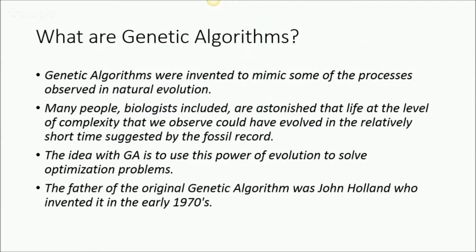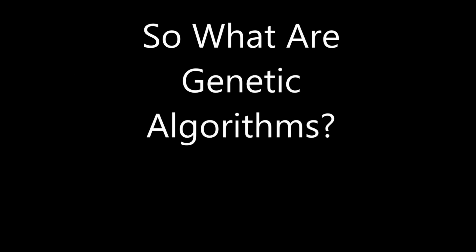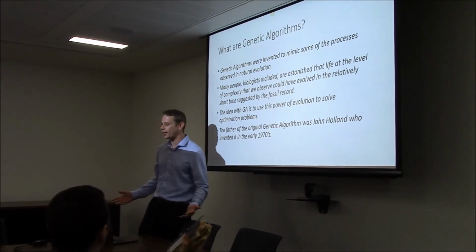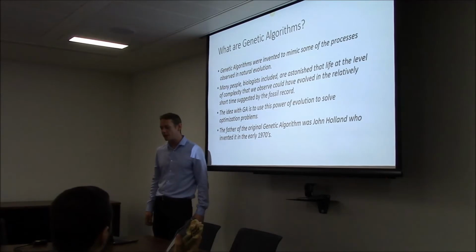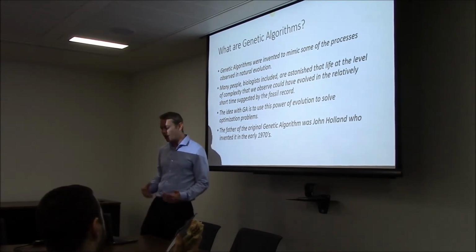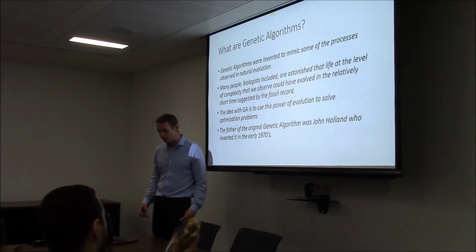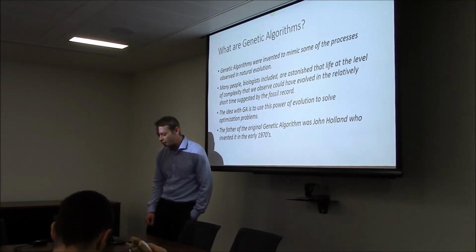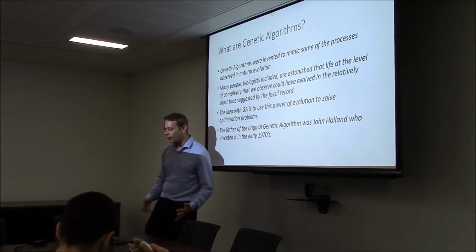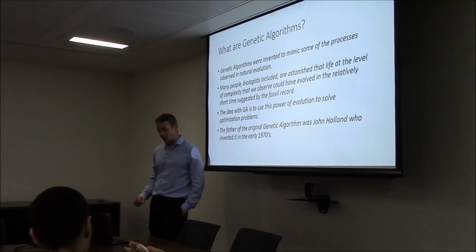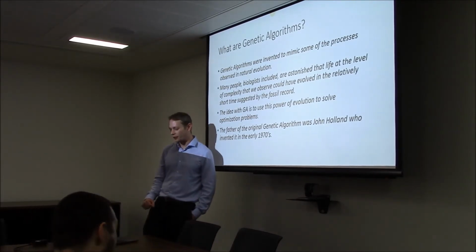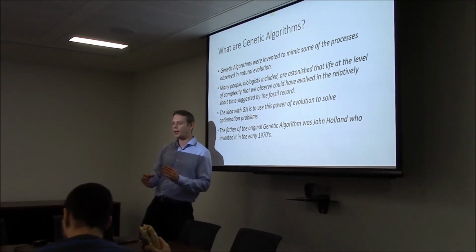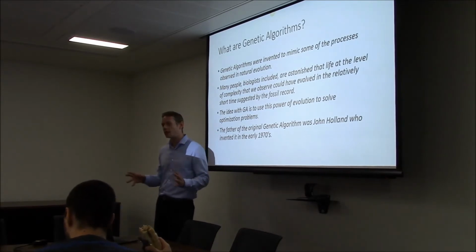So first off, what are genetic algorithms? Genetic algorithms were invented to mimic the processes observed in natural selection. Many people, biologists included, are astonished that life at the level of complexity that it is could be produced by genetic processes. The idea is that genetic algorithms use this power of evolution to solve optimization problems. So we're going to look into that. The father of the original genetic algorithm in the 1970s was John Holland, and he basically created an algorithm from looking at the way DNA and natural selection, Darwinism, worked.